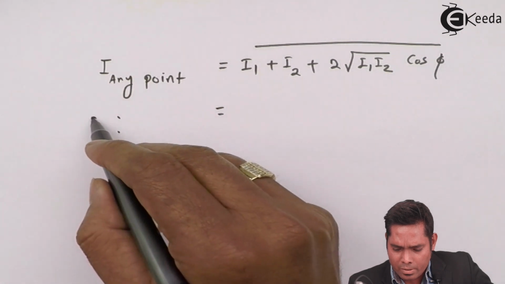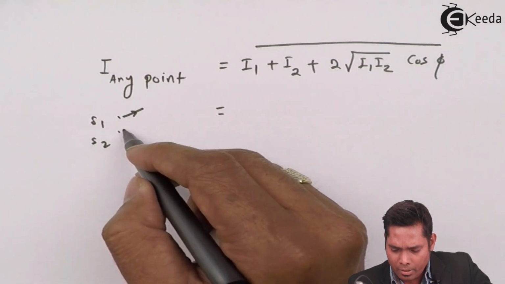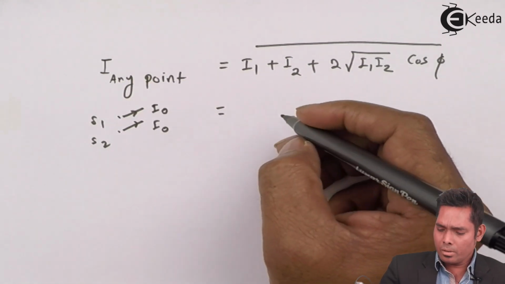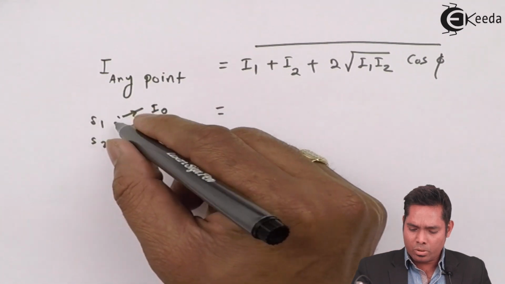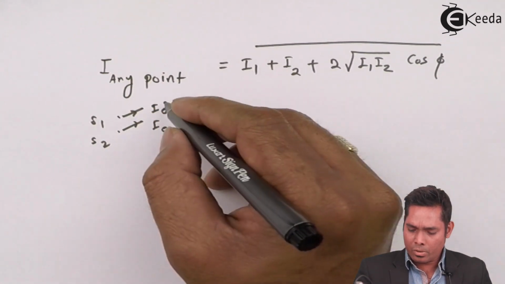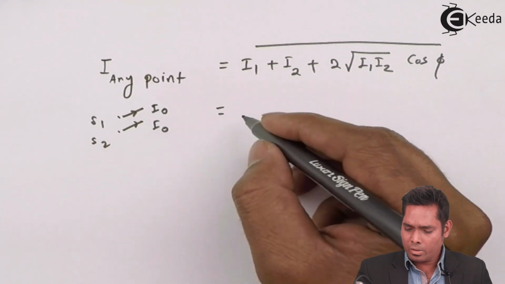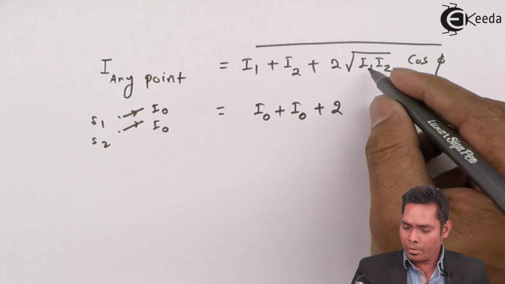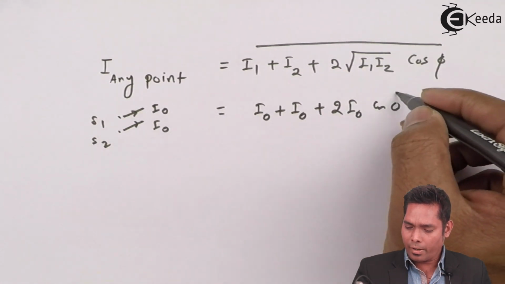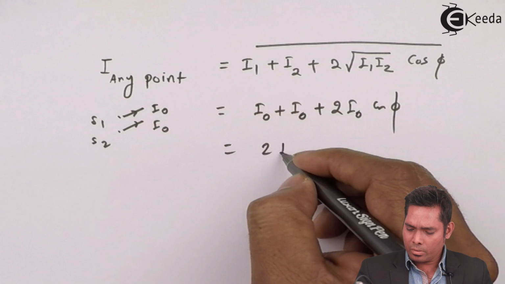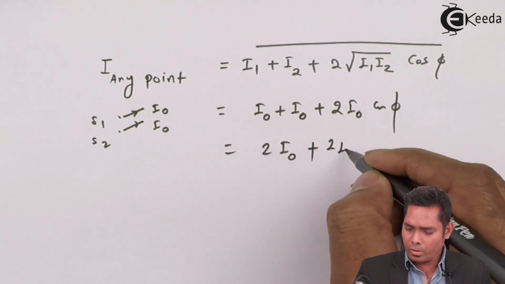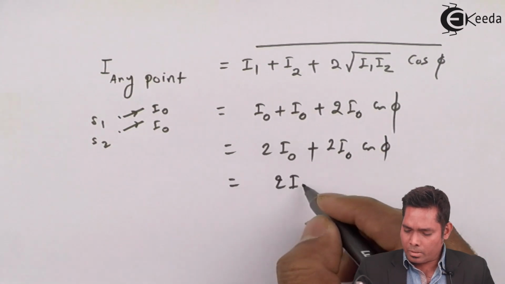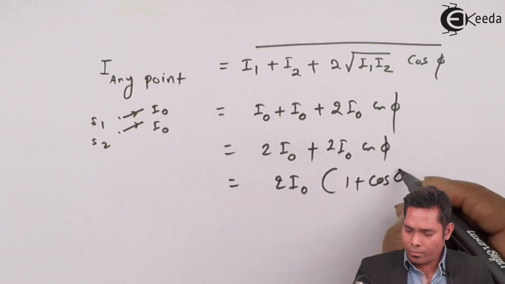Here the two sources S1 and S2 have the same intensity because it is a YDSE experiment. Individual intensity of the sources, so I'll put I1 equals I naught, I2 equals I naught, so it is I naught plus I naught plus 2 of I naught is I naught cos of phi. This is 2I naught plus 2I naught cos of phi. If I solve this, 2I naught common, 1 plus cos of phi.